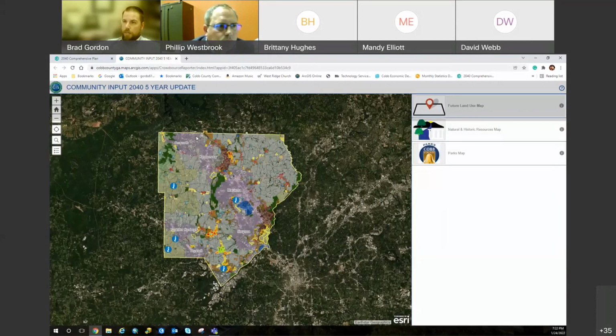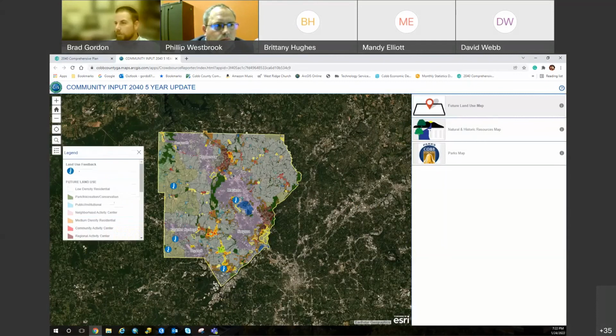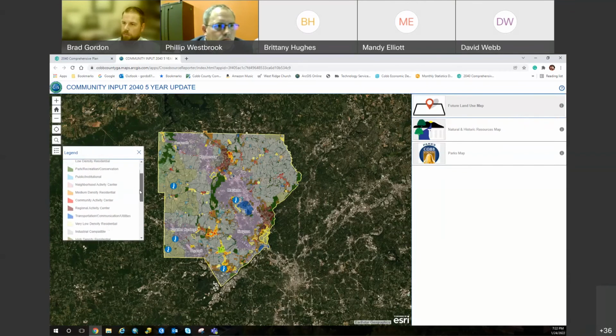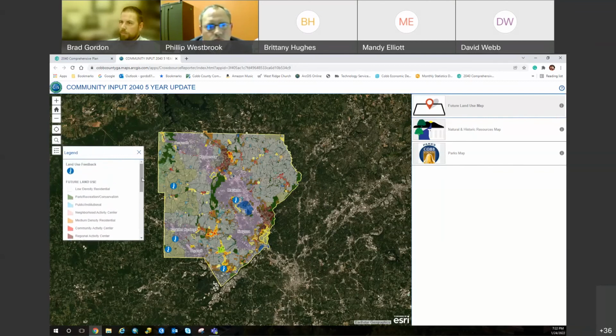I'll note the legend over here on the left shows us, based on the map that you've activated on the right hand side, the legend changes based on that as to what is in this map itself. So you can see in here we've got future land use categories. This is the future land use map that we're focused on here.